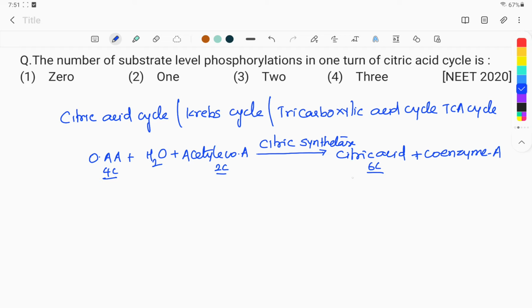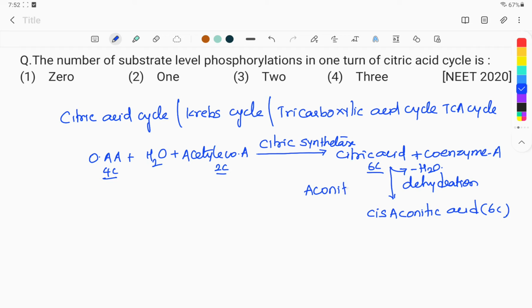And now the citric acid undergoes dehydration, that is loss of a water molecule, minus H2O that I am writing, to give rise to cis-aconitic acid. So this is also a 6-carbon organic acid. The enzyme here is aconitase. This is the name of the enzyme, aconitase.